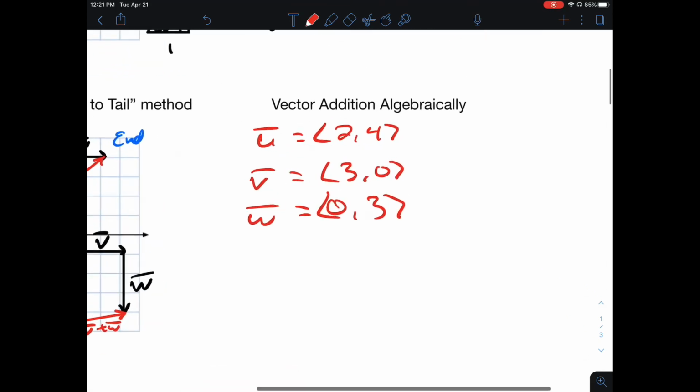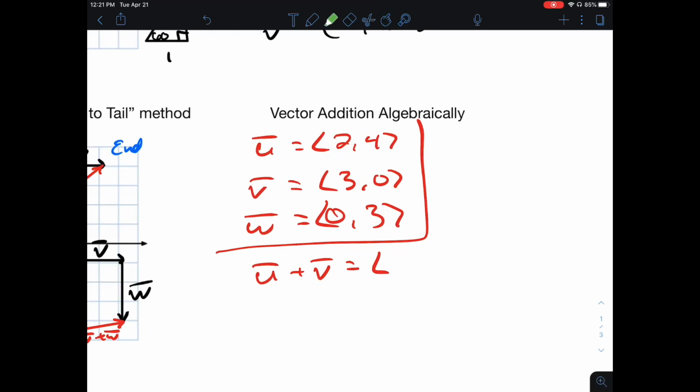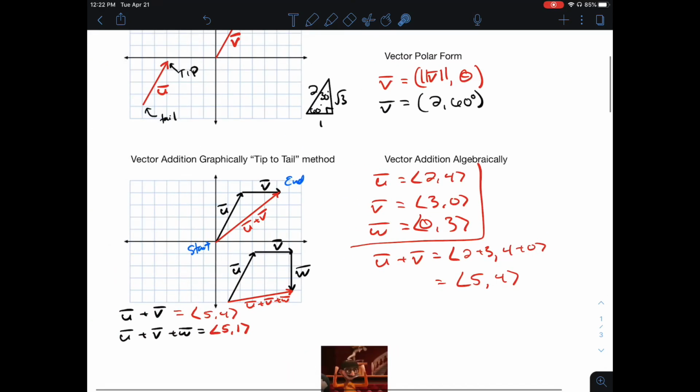So if you were asked to add vector U plus vector V, for example, you would simply take the x components of U and V, and add those together. You would take the y components of U and V and add those together. This would give us a vector with components 5 and 4. Notice, that's the same answer that we got over here when we did it graphically. So this is graphically, this is algebraically, and if you're not told which method to use, do whatever you want.